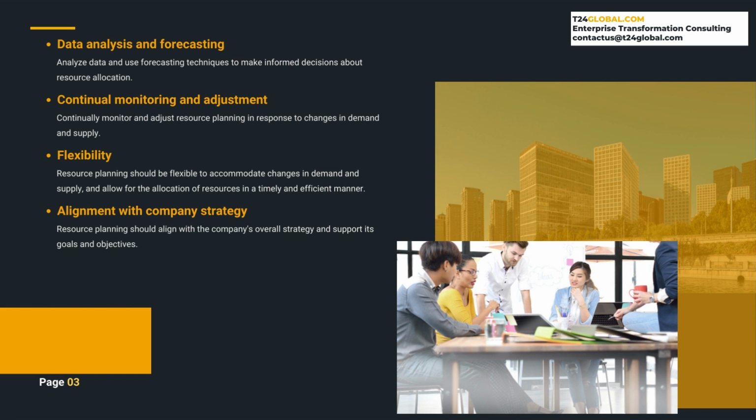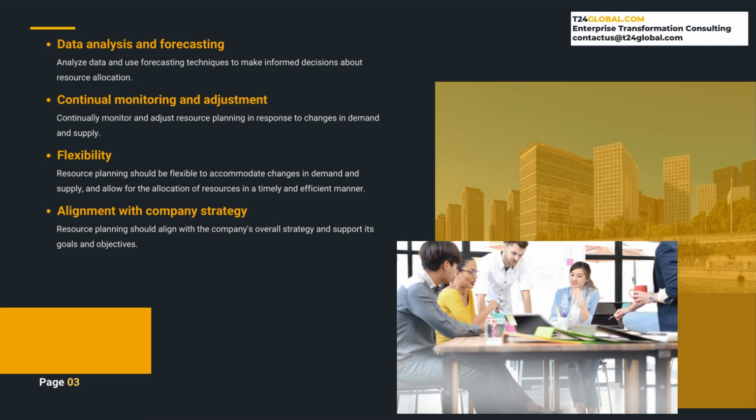6. Continual monitoring and adjustment. The sixth best practice of resource planning is to continually monitor and adjust resource planning in response to changes in demand and supply. This practice is critical to ensure that resource allocation remains aligned with the needs of the organization. For example, if there is a sudden increase in demand for a product, resource planning may need to adjust the allocation of resources to meet the demand.